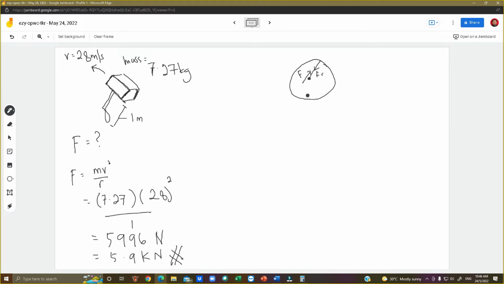Jadi apa yang kamu dapat tangkap tentang centripetal force ni? What are the difference between force and centripetal force? What are the difference? Apa beza dia? Cubalah seorang. Jangan risau. Kalau salah, repeat. What are the difference between force and centripetal force? Or maybe you see the similarities. What are the similarities between these two properties?